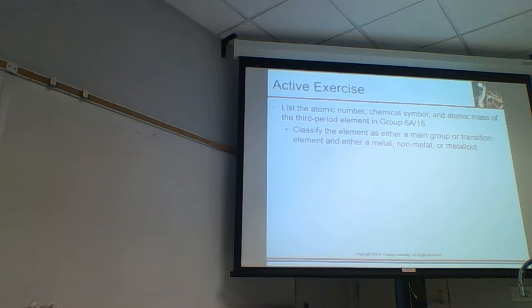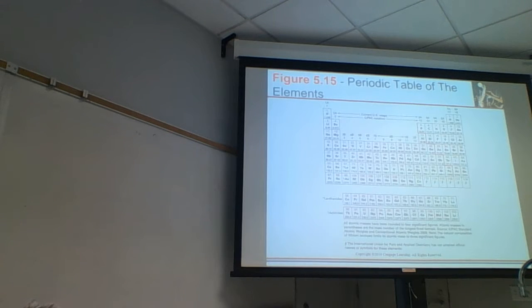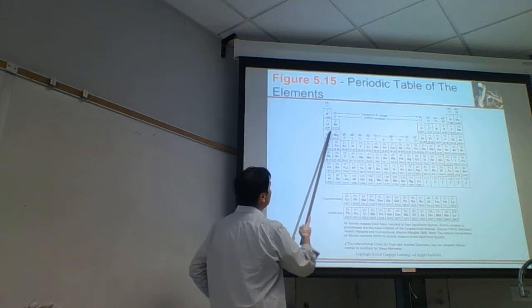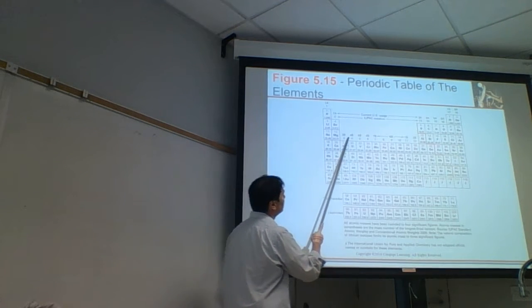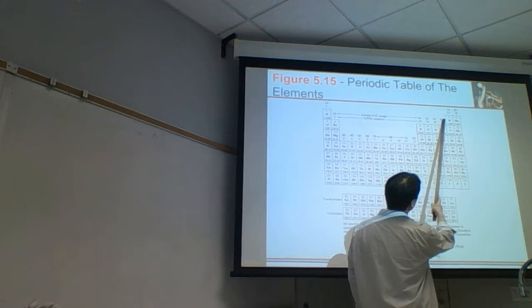List the atomic number, okay, active exercise. List the atomic number, chemical symbol, and atomic mass of the third period element in group 6A, 16. So third period. Let's talk about the jargon here. The first period is the first row. So first period, second period, third period. Third period in 6A. What element is that? Sulfur.